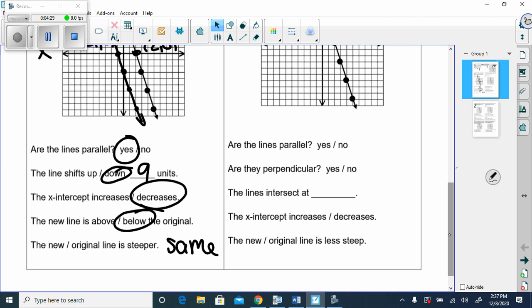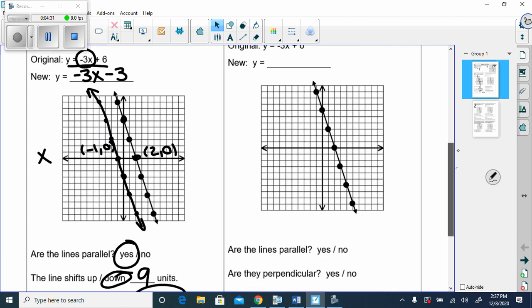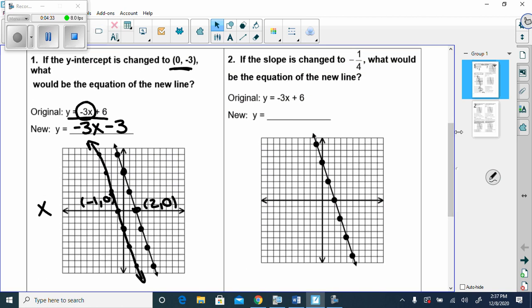Okay. On number 2. Again, they already wrote down the original for us, but they say if the slope is changed to -1/4, what would be the new equation? So instead of -3, it now tells me to change my slope to -1/4. So I have -1/4 x. Did it say anything about changing the y-intercept? No. So I still have +6, right?